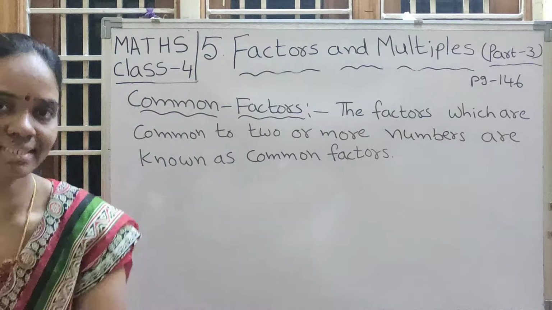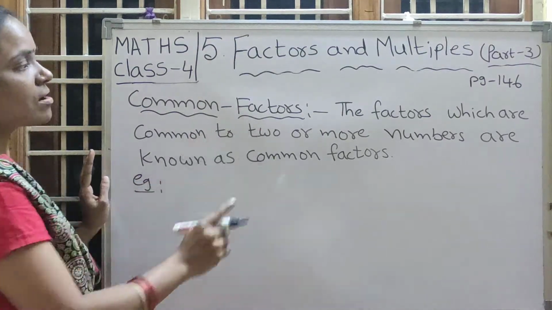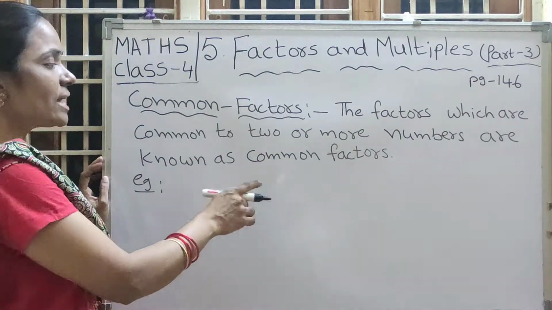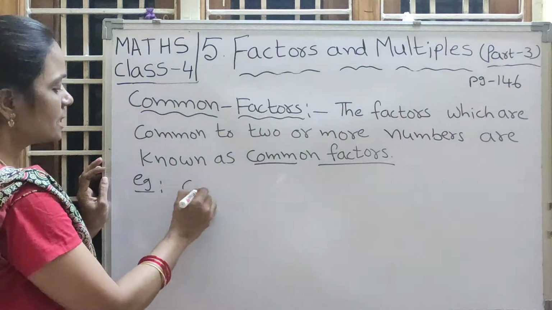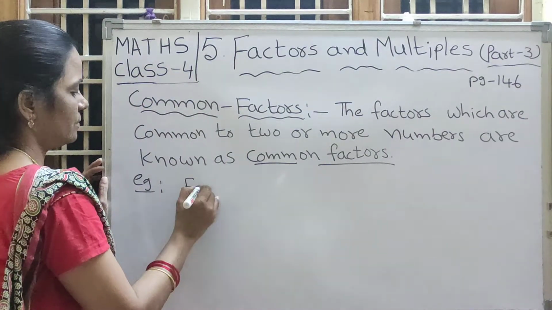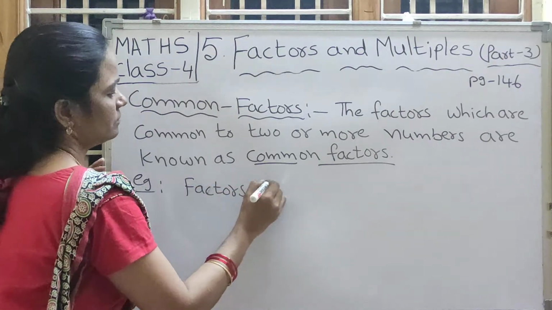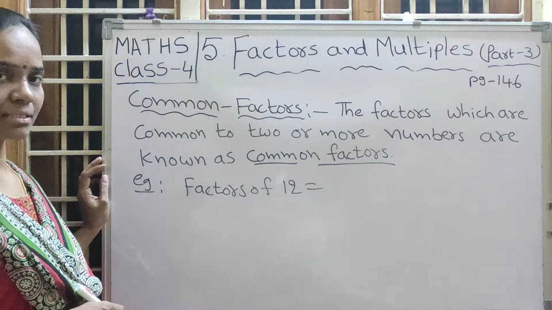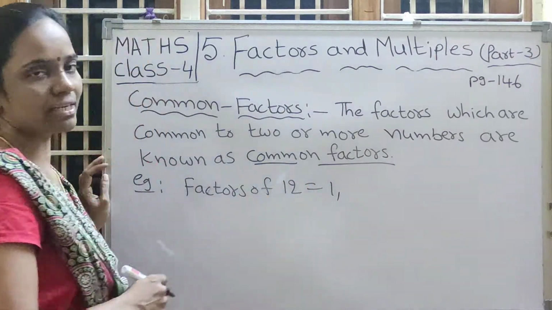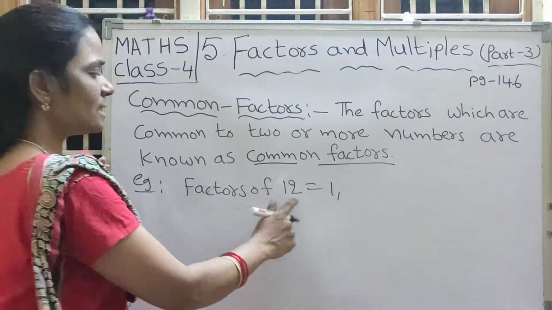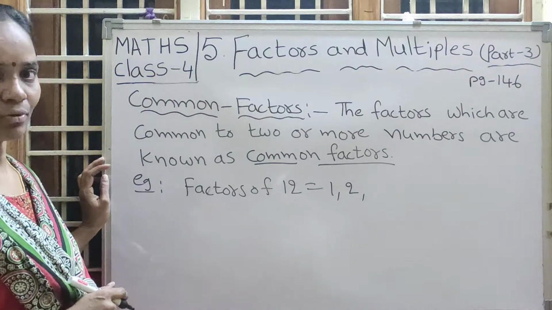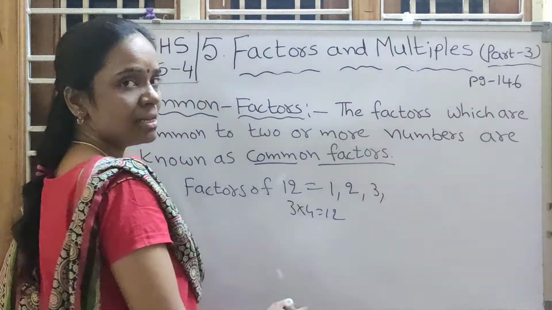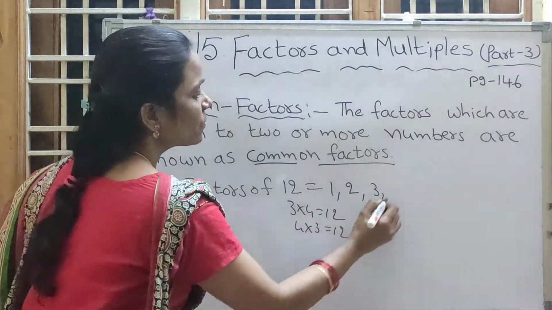Okay, children, shall we take one example? So what are common factors? The factors which are common to two or more numbers are known as common factors. For example, take factors of 12. Factors means 1 table. 1 is a factor of every number. And 2 table, do you get 12? Yes, so 2 is also a factor. 3 table, do we get 12? Yes, 3 fours are 12, so 3 is a factor. 4 table? Yes, 4 threes are 12, so 4 is a factor.